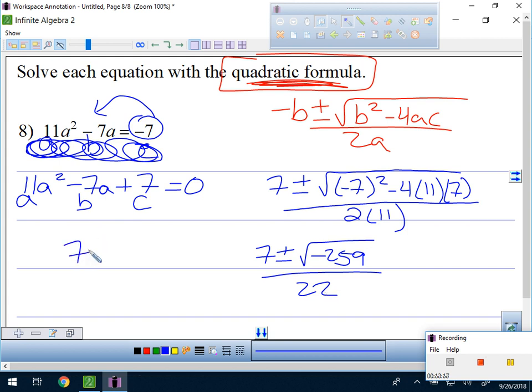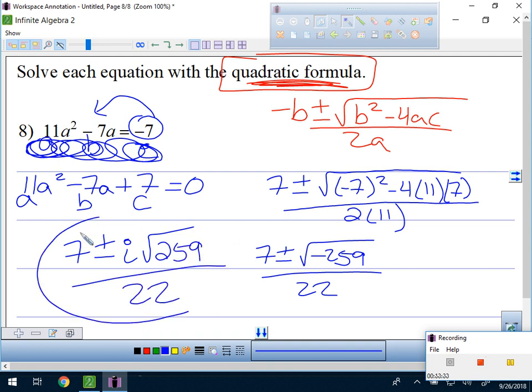So here's my final answer: 7 plus or minus i radical 259 over 22. And that would be my answer for number 8. So again, that's good. Perfect. All right. Now, number 8 was still quadratic, so that's still test 2.